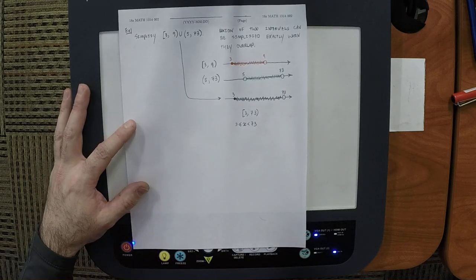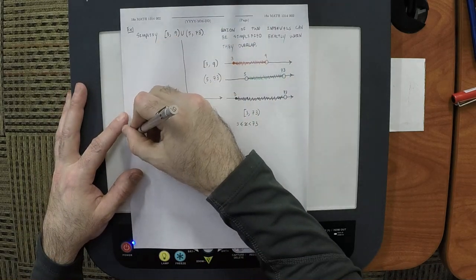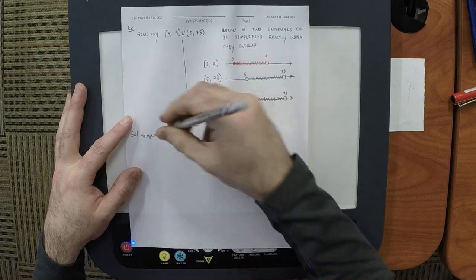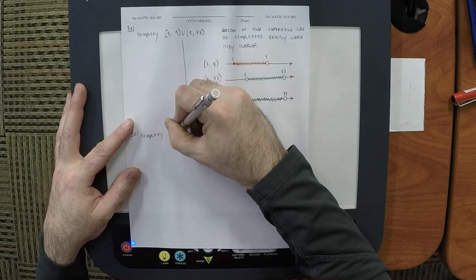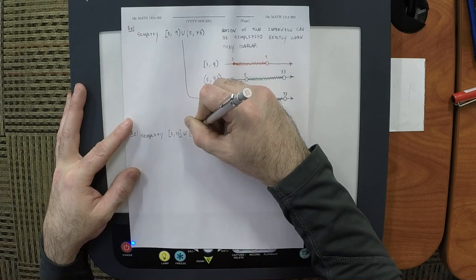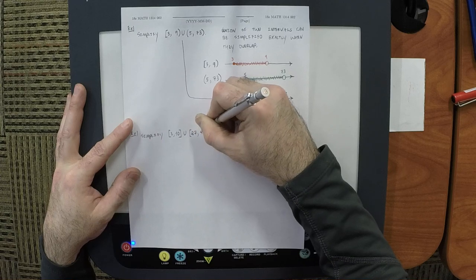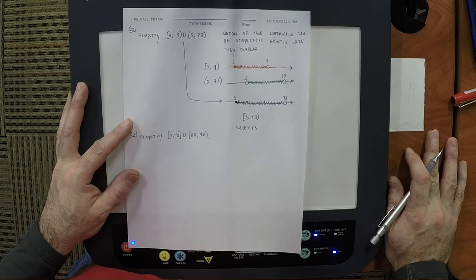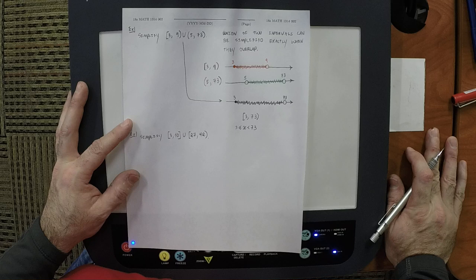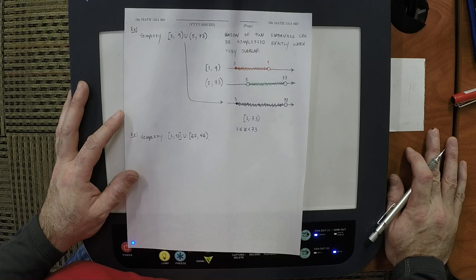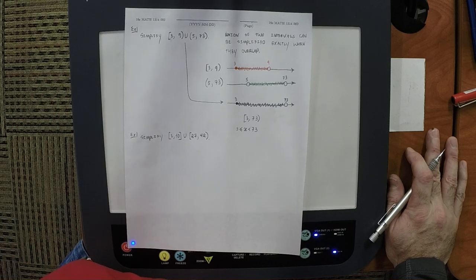Okay, how about this one? Please simplify. Three to 10 union, 27 to 42. How do you respond to such a request? Has to be in either one.